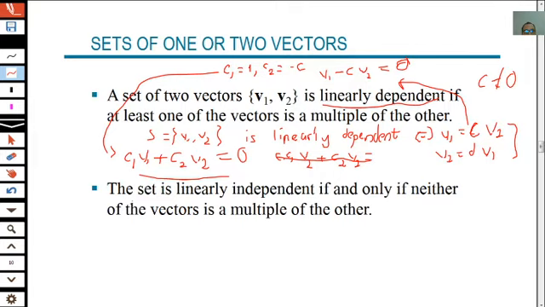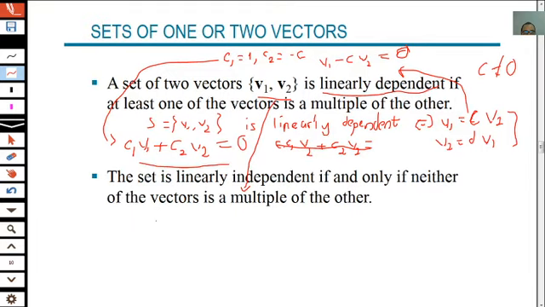So the set is linearly independent if and only if neither of the vectors is a multiple of the other, okay. When we have two vectors here, or for any number of vectors in a set, we have to say that neither of the vectors is a multiple of the other for obtaining a linearly independent set, okay. This is very important information.